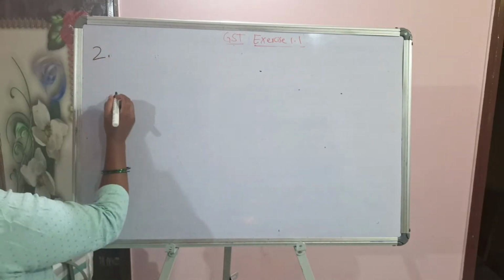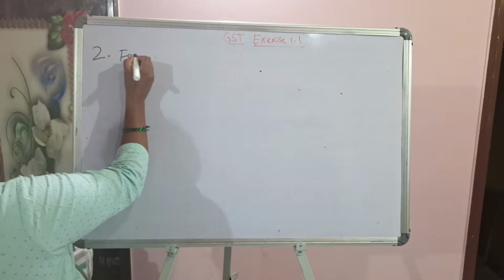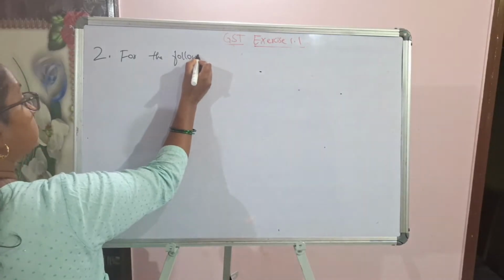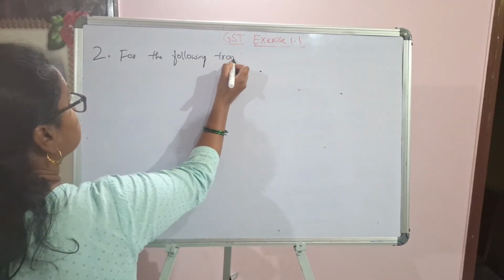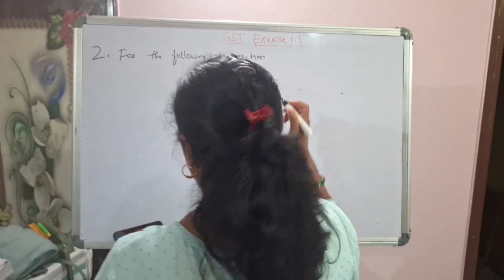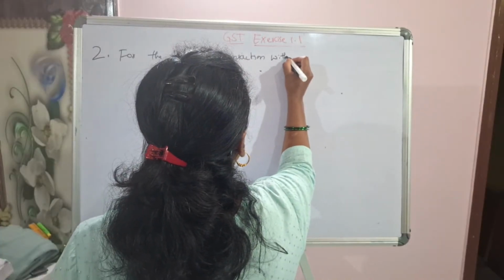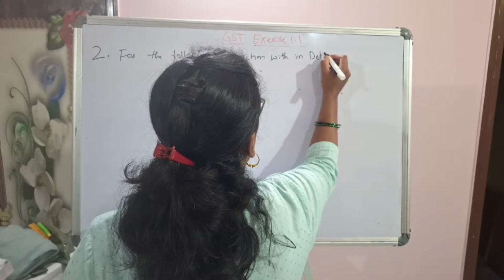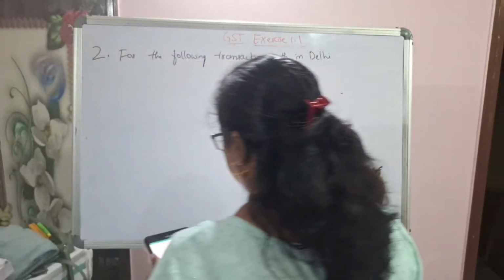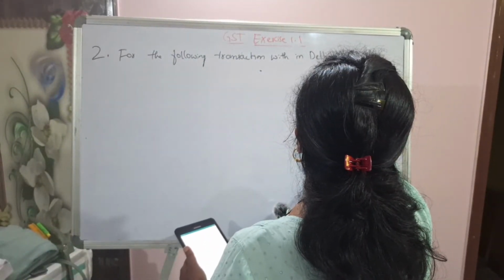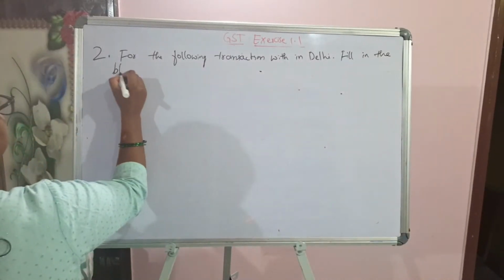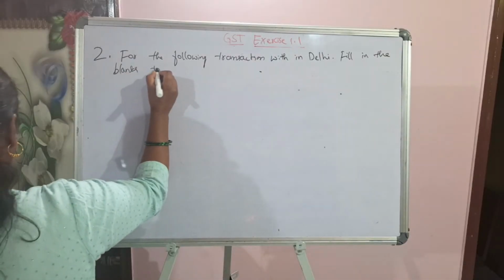Question number 2. For the following transaction, within Delhi. Here the transaction is within Delhi, then it is an intrastate transaction. Fill in the blanks to find the amount of bill.